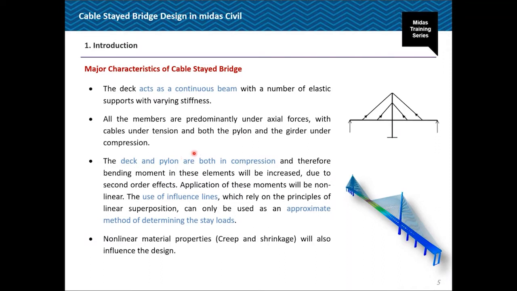All the members are predominantly under axial forces, where the cables are under tension. Both pylon and girders are under compression. Because the pylon and the girders are in compression, second order effects like P delta effects could be generated. That's why we cannot use direct linear superposition, which is the influence line method, to accurately capture this, but approximately we can use those methods. So for long span bridges, the nonlinear characteristics will also influence the design, and nonlinear material properties like creep and shrinkage, which are time dependent effects of concrete, will also influence the design.